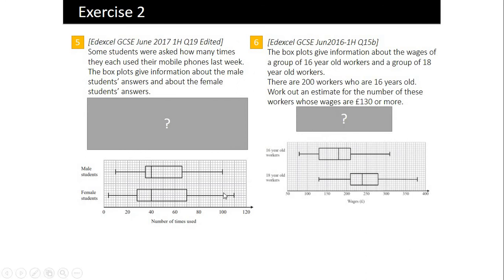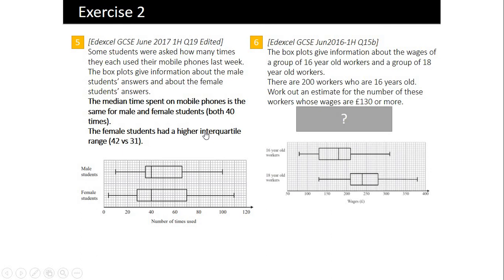Now having a look at some comparisons. Some students were asked how many times they each used their mobile phones last week. The box plots give information about the male students' answers and about the females. It doesn't actually ask us what to do here, but if you compare box plots, remember to compare the median. So here we can see that the medians for both the male and the female were the same. Compare the interquartile range, so we can see that for the females, the interquartile range was greater than that for the males.